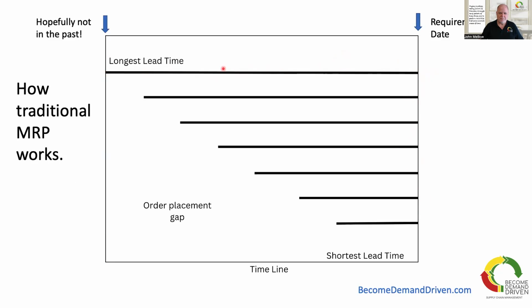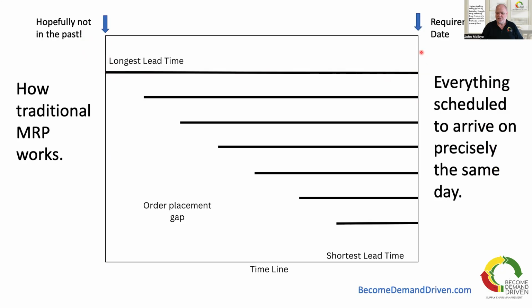And when we look back at that longest lead time, we hope that that's not a date that's in the past, where we are already late to place the order. It needs to be today or in the future when we place this. And the underlying premise here is that all of the parts, no matter how many there are in that particular bill of materials or the components needed to produce that item, everything has to be scheduled to arrive on precisely the same day.